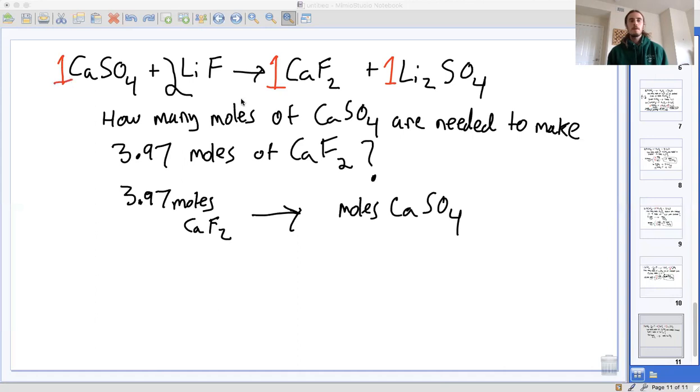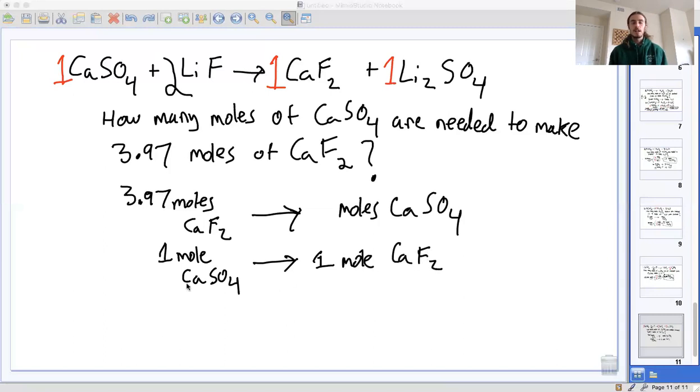All right. So the relationship between these two things, well, 1 mole of calcium sulfate makes 1 mole calcium fluoride. So they're going to be equal numbers. So if I need to make 3.97 moles, I need 3.97 moles. Right? They're gonna be the same numbers. So my answer is going to be 3.97 moles of calcium sulfate.